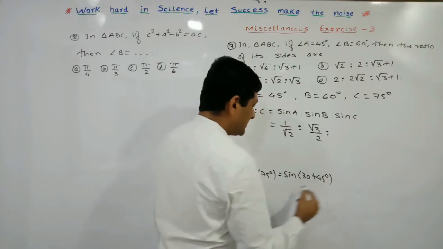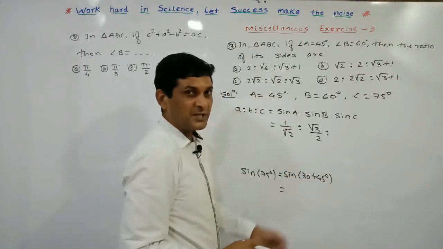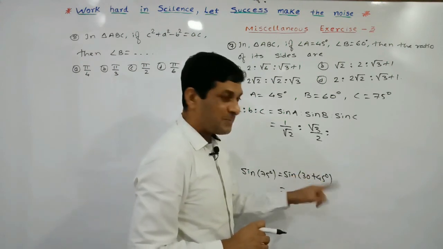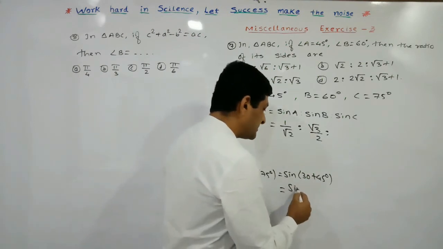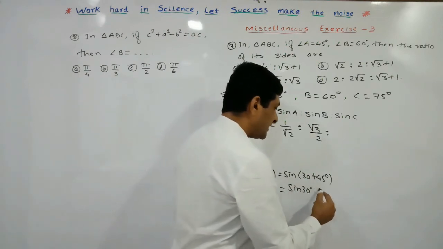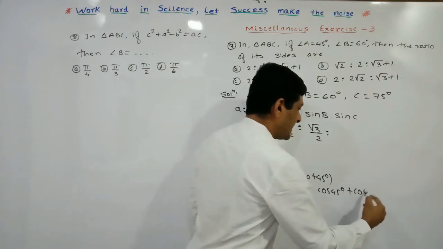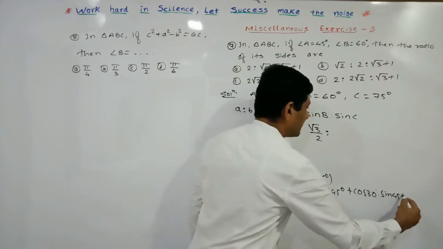Now the terms are in the form of which formula? Sin 75 can be written as 30 plus 45. Now terms are in the form of sin A plus B. According to the compound angle formula, its value is equal to sin A into cos B plus cos A into sin B. B is 45 degrees.